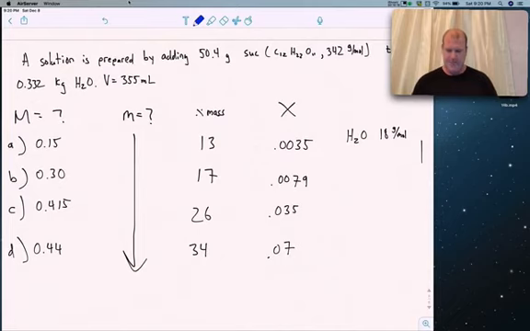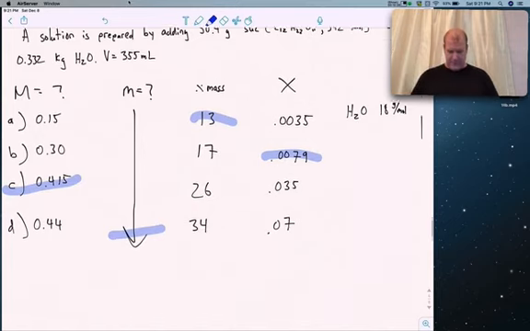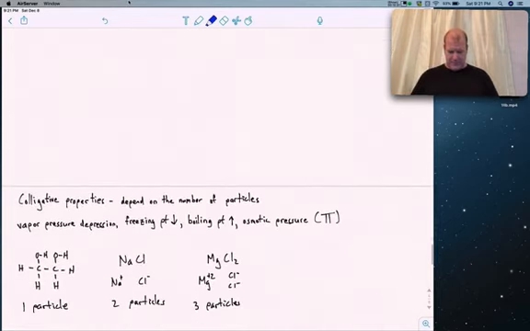All right. So why don't you try it with sucrose? So give it a try. Okay, so that's what you should have gotten if you tried it out.